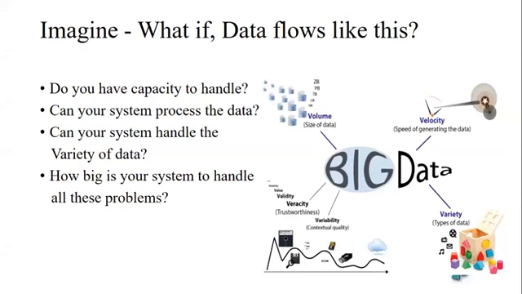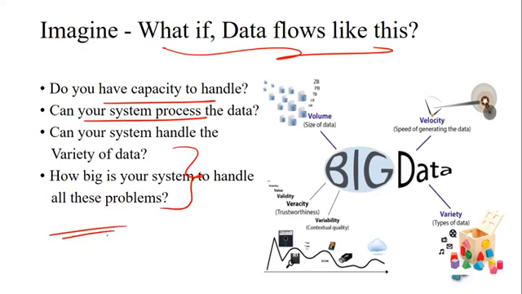Where will you go and store? Where will you go and process? Where will you get the information? Just like relatives came, what if the data also flows like this into your system? Will you be able to manage it? Do you have the capacity to handle it? Do you have a strong system that can process the data? Have you ever handled this type of situation? Never known. How will I go and manage this?